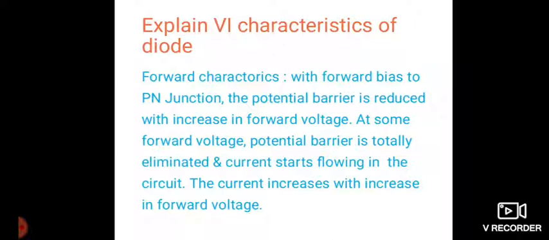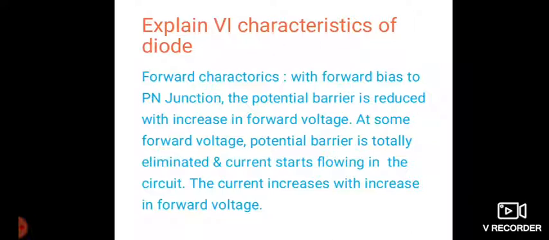Okay. So, during the forward bias, what happens? The positive of the battery is connected to the P layer, and the negative of the battery is connected to the N layer. The holes, which are the majority carriers in the P layer, are repelled from the positive of the battery and will try to move towards the junction, whereas the electrons, which are the majority carriers in the N type, are repelled from the negative of the battery and will try to move towards the junction.